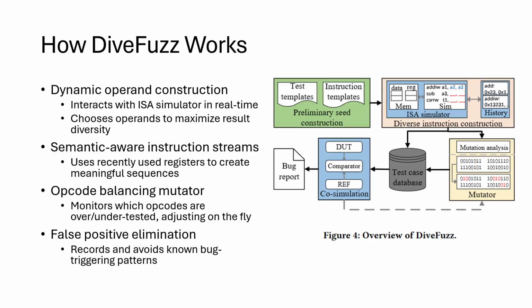And then lastly, we want to eliminate false positives. So they have a false positive eliminator, which handles differences between the CPU and the simulator that aren't actually bugs, but rather implementation differences. And so DiveFuzz will learn these patterns and avoid flagging these as crashes in the future, so you don't waste any time having to go through them at a later point.